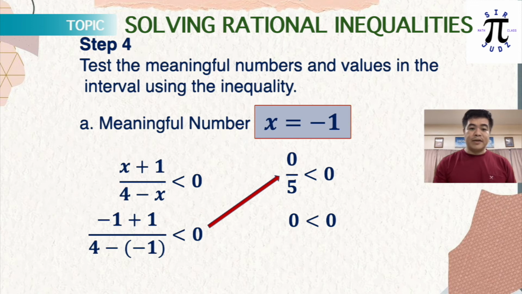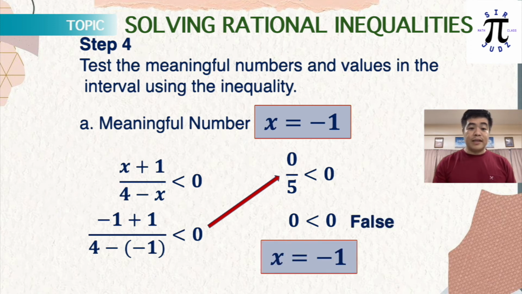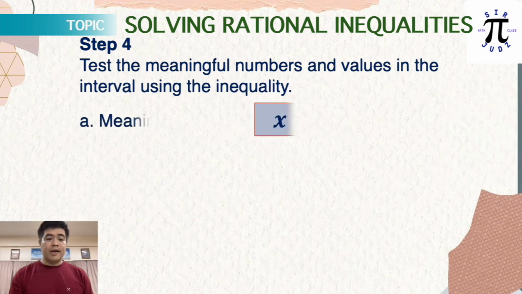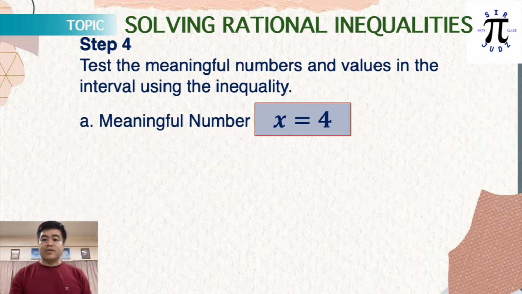And 0 is less than 0. We know that 0 is not less than 0. So therefore, we can say that our value negative 1, which is one of our meaningful numbers, is not the solution of our inequality. Another meaningful number is x equals 4. So substitute it to the original inequality.